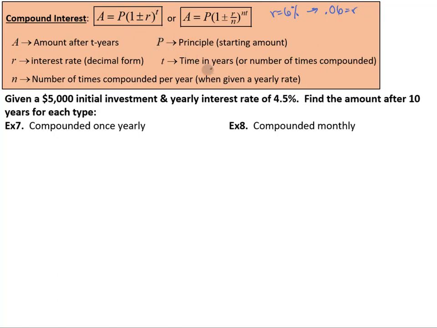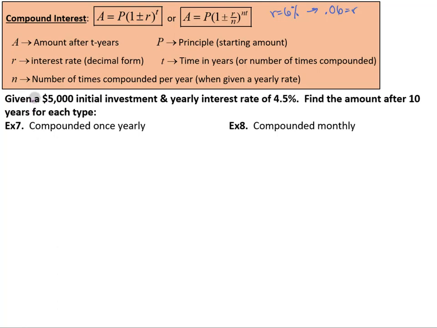T is our time, usually in years, or it's the number of times something compounds. And if we need this formula, we use this formula when it's a yearly interest rate, but instead of compounding it once per year, they do it more than one time per year. So that we'll need when we get to example 8 here.